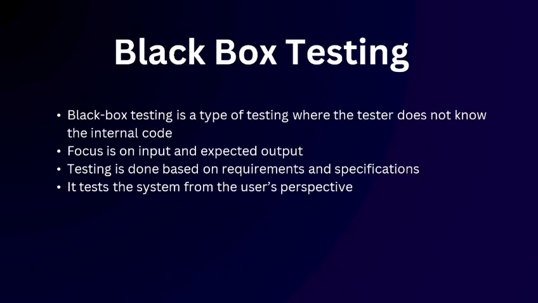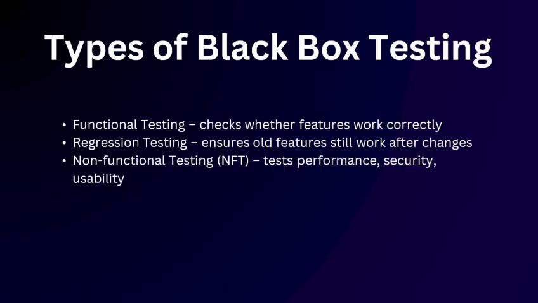Now let's start with black box testing. In this type, the tester does not know the internal code. We only give input and check the output. So it is mainly focused on what the system does, not how it works. There are three main types.